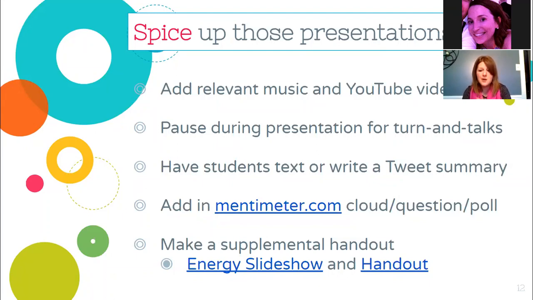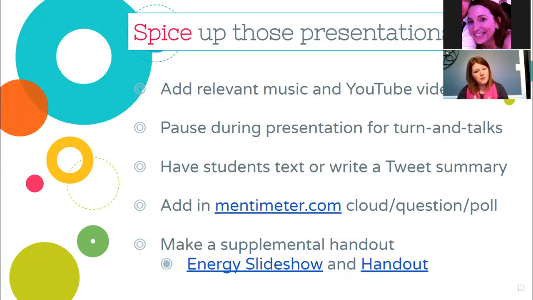You can pause during your presentations to do something called a turn and talk, which is a super common teaching strategy that you may or may not have heard of. We're going to talk about it more in depth later because a lot of times turn and talks are done very poorly or incorrectly, and then they're not as effective. You could have your students text you about something that they learned.